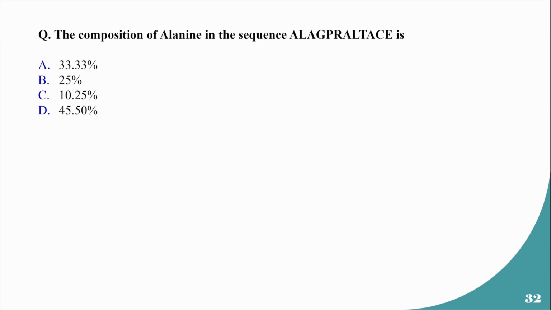Now you could be asked some sort of simple numeric questions like this. For example, here you have been asked what could be the composition of alanine in this given sequence. So using, let's say, this formula, summation of ni times 100 divided by n, could you calculate it out very quickly? What could be the composition of alanine in this sequence?